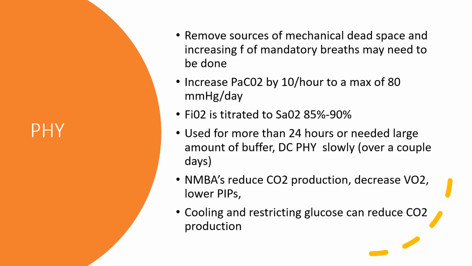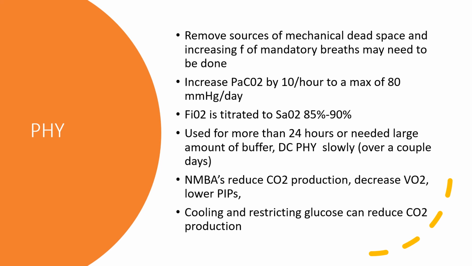So things that we're looking at when we implement permissive hypercarbia: we need to remove the sources of any dead space, as much as we can, to help with their dead space to tidal volume ratio. And increasing the rate of mandatory breaths might have to be done just to make sure their pH stays somewhat stable, because we're turning down tidal volume. So we might have to increase frequency to help make up for it, but once again, our VD/VT is going to go up.